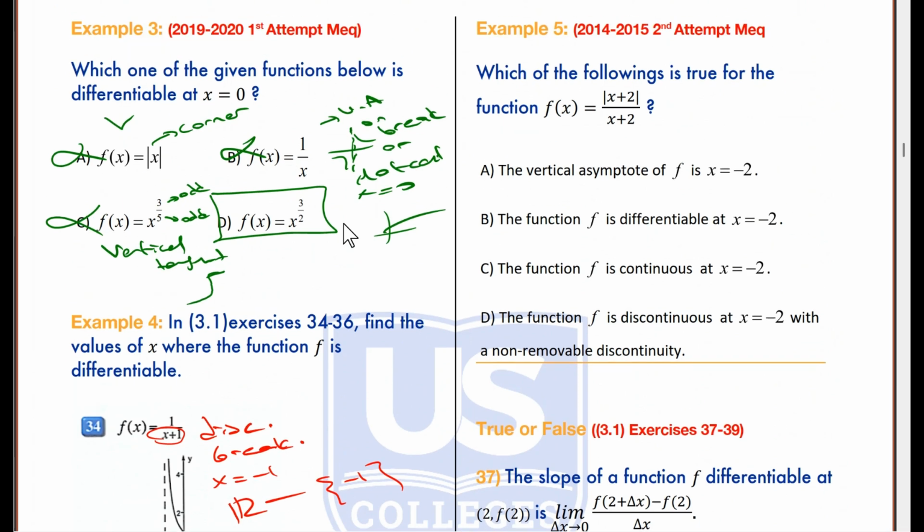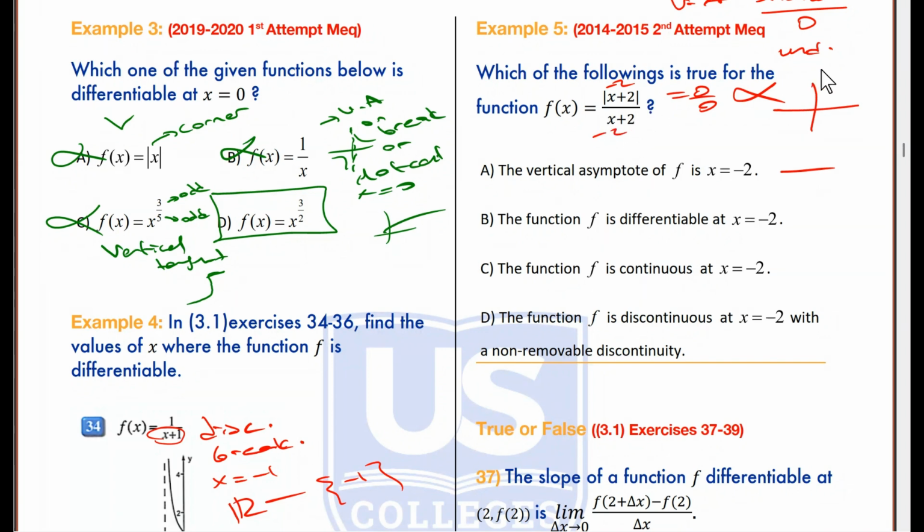Okay, next question. Which of the following is true for this function? It has a vertical asymptote at x equals -2. If you input -2 and there is a vertical asymptote, the result should be a non-zero number divided by 0, an undefined condition. But here, when I insert -2 for x, I get 0 over 0. So no, it doesn't have a vertical asymptote at -2. So it's false.